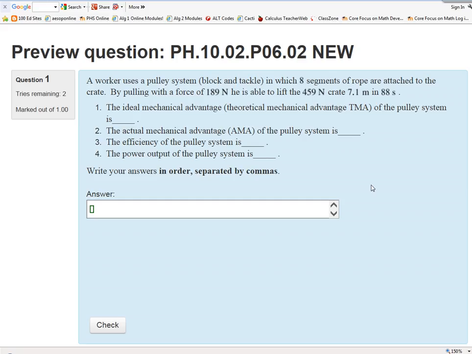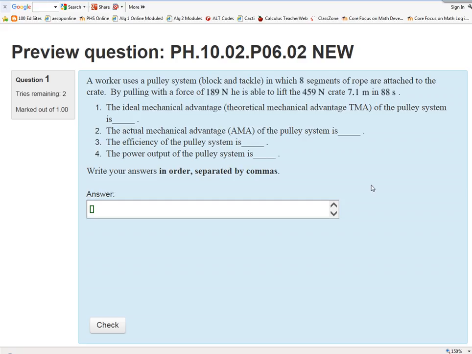Okay, 8 segments of rope are attached to the crate. By pulling with a force of 189 newtons, he is able to lift the 459 newton crate 7.1 meters in 88 seconds. Okay, so we're supposed to answer all these questions in order, separated by columns. Let me go through this stuff first so we can get the information. So what's the ideal mechanical advantage?